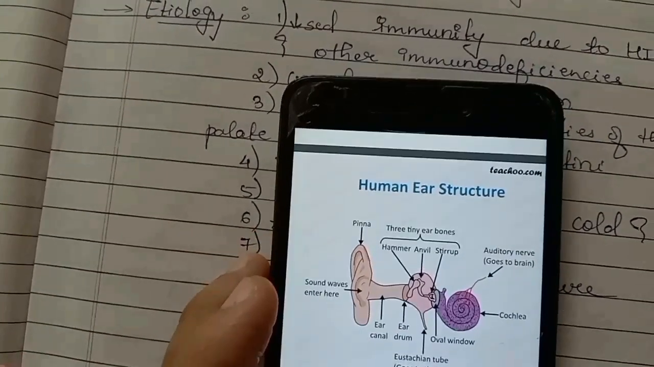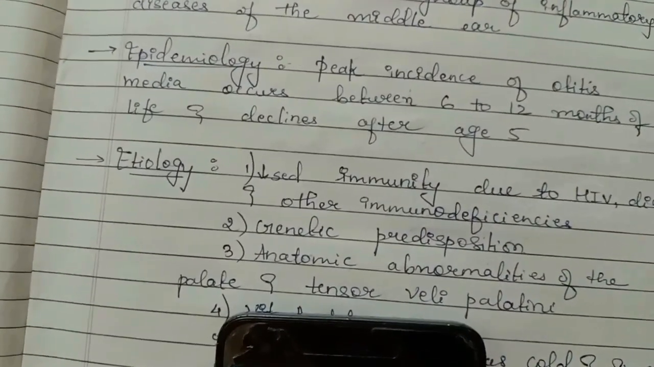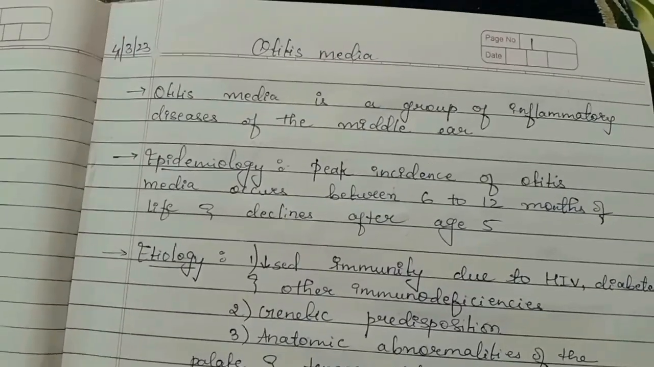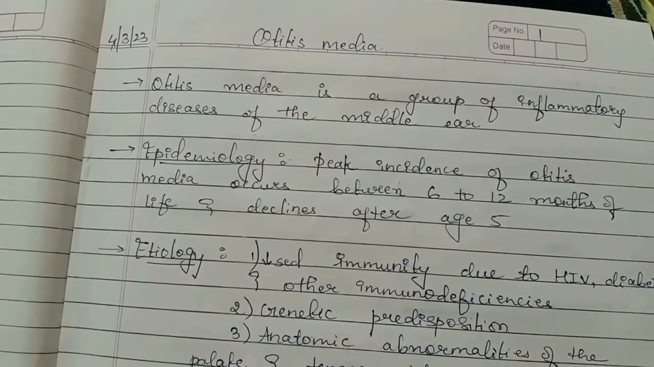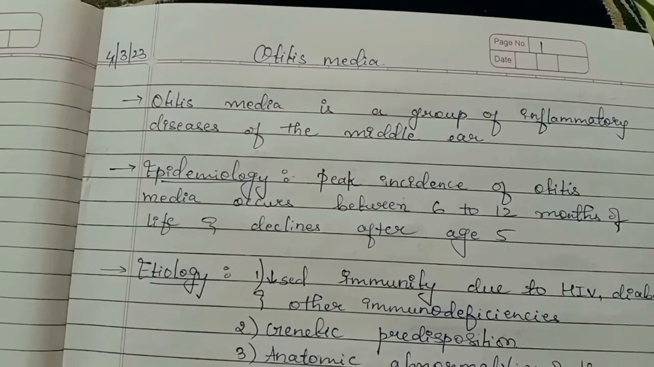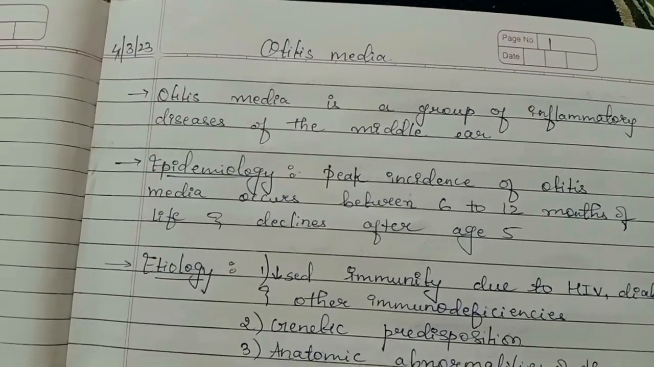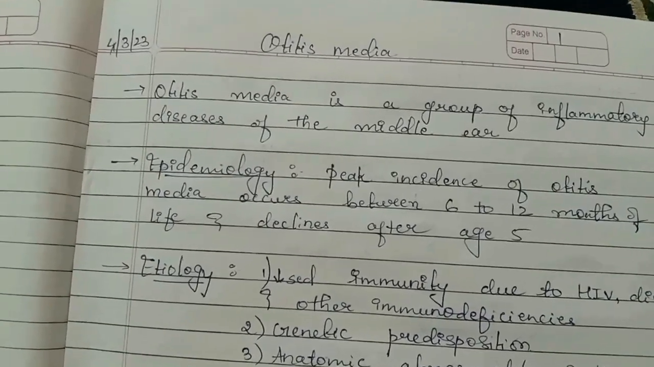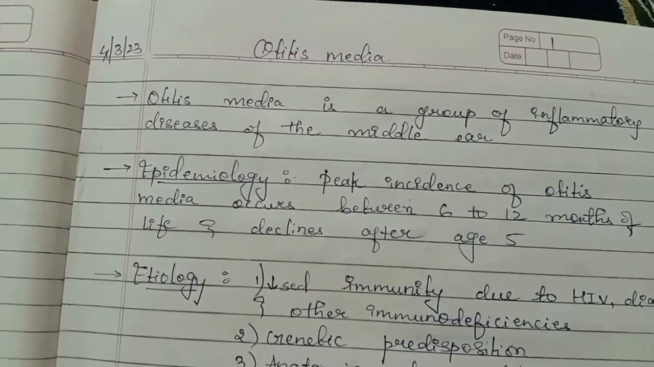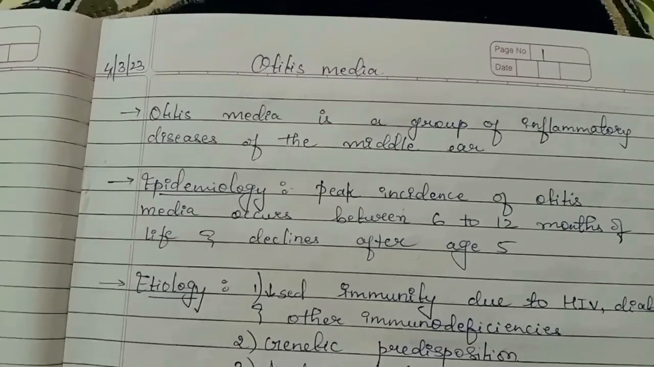Now next, what are the functions of the eustachian tube? The eustachian tube has a basically important function. Its important function is to equalize the pressure in the middle ear, which is needed for the proper transfer of sound waves.